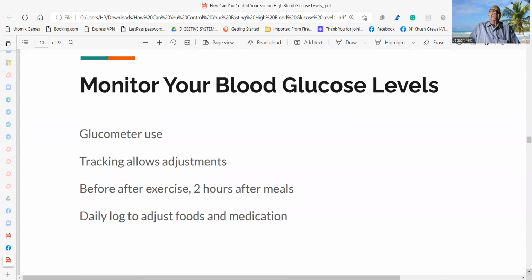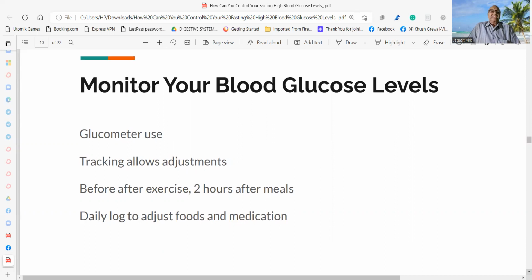Monitor your blood glucose levels regularly with a home glucometer. The tracking allows adjustments because you may come to know whether one food is giving you higher values of glucose in the blood or the other one is giving you a low value of glucose in the blood. You will track it and you can adjust your portion sizes and your quality or quantity of food. Before or after exercises or 2 hours after meals, you can get your reading from the glucometer.